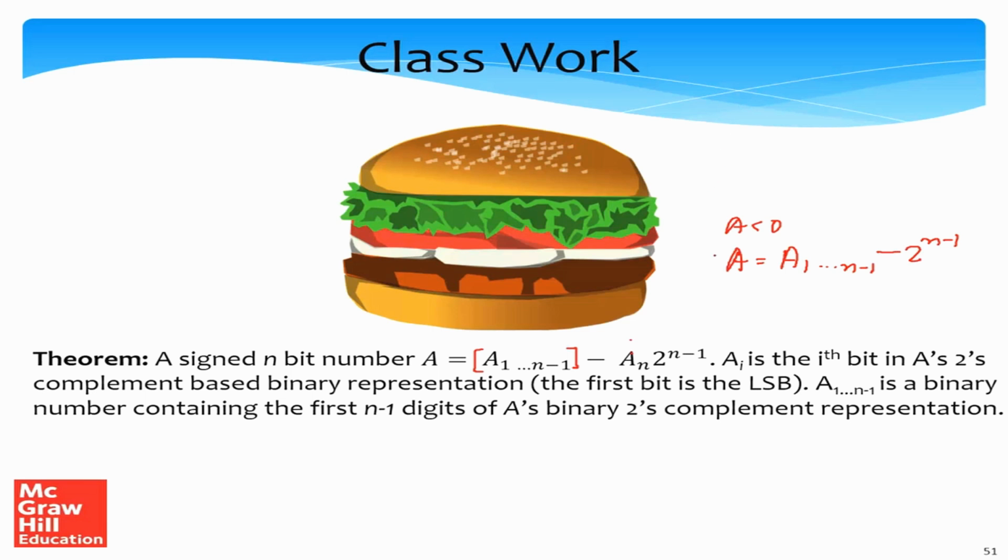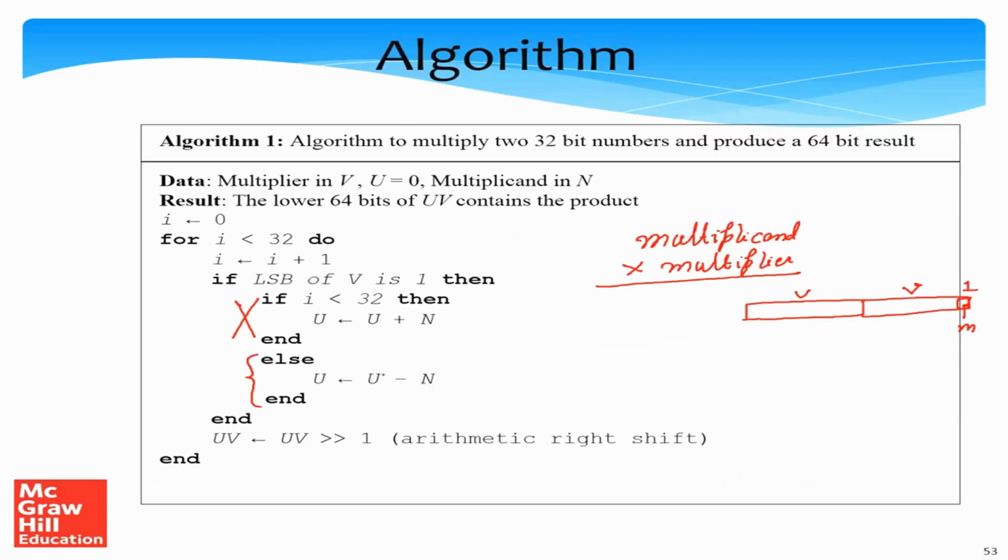So assume that A is the multiplier and we are trying to multiply B times A, where B is the multiplicand. So then what we will have is B times the unsigned part, which will happen in the first n minus 1 iterations. Then we need to subtract B times 2 to the power n minus 1, which is a left shifted version of B, and B is the multiplicand over here, and that is exactly what we are doing here.